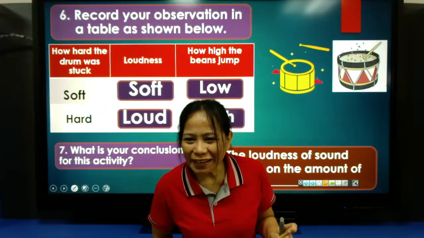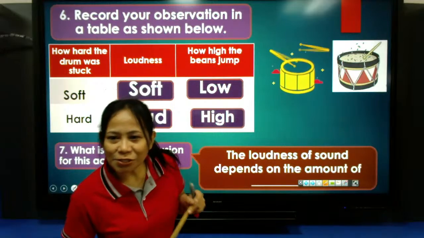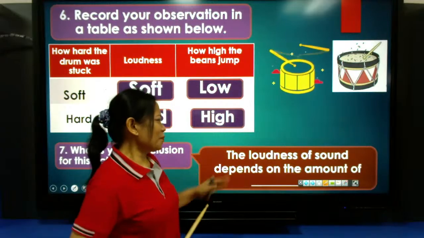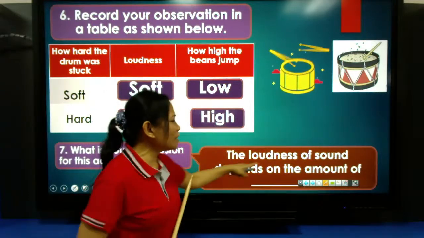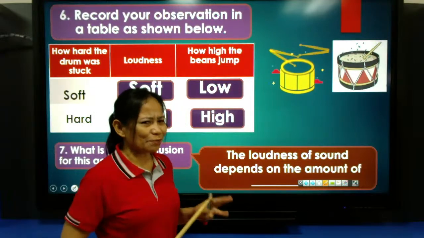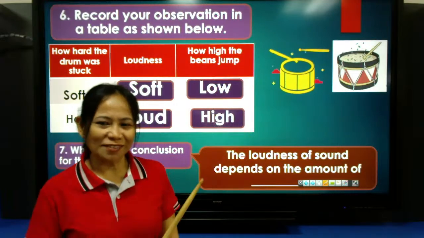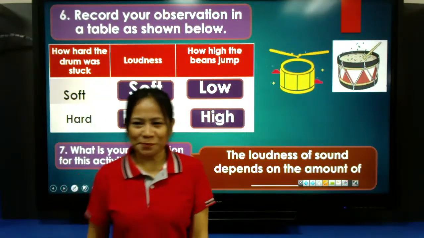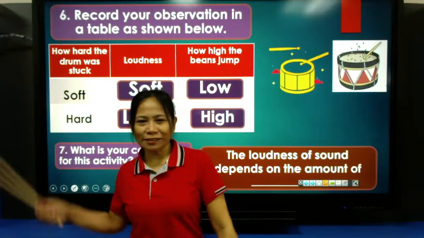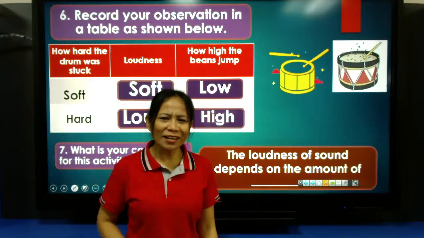Okay. Who's that answer? 5/2, number 18. He said, the loudness of sound depends on the amount of force. Yes, you have an idea of force, but what is the exact energy of that? Strength. Force that you hit. Okay, effort, strength. Yeah, correct.